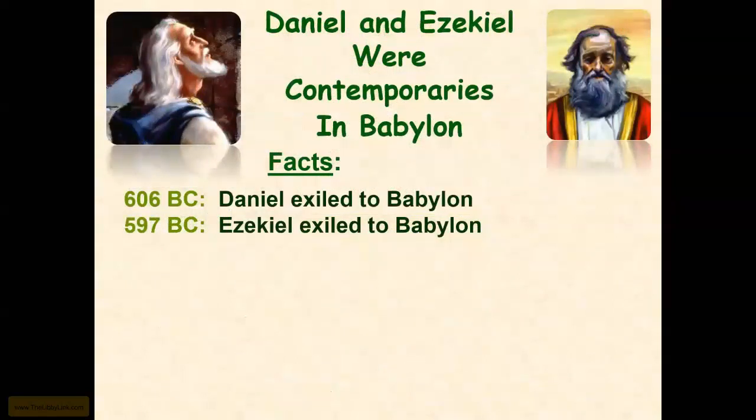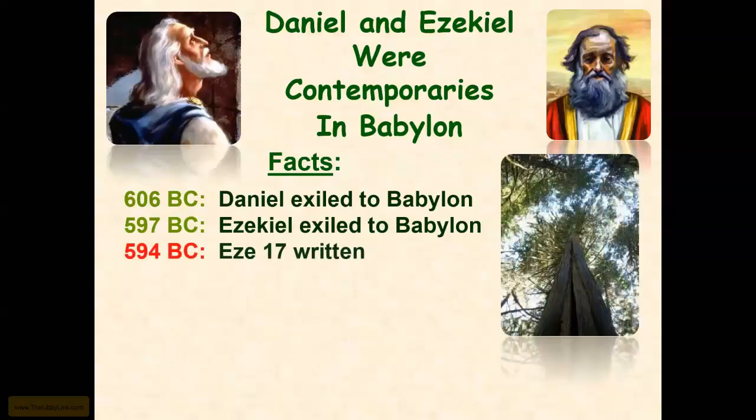Now, Daniel and Ezekiel were contemporaries in Babylon. If we put some facts in order, this will assist us in understanding this vision. We just mentioned that Daniel was exiled in 606 BC. Ezekiel followed in 597 BC. Ezekiel chapter 17 was written in approximately 594 BC. This chapter compares King Jehoiachin to the top of a cedar tree. Ezekiel 31 and 32 was written about 588 BC.